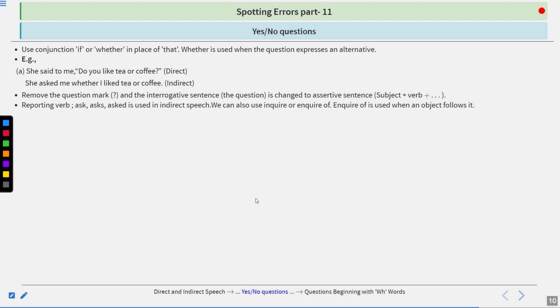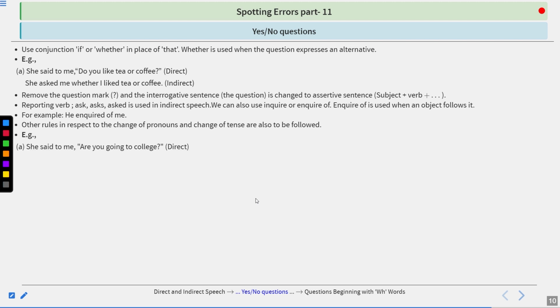Reporting verb ask or asked is used in indirect speech. We can also use inquire or inquire of. Inquire of is used when an object follows it. For example, he inquired of me. Other rules in respect to the change of pronouns and change of tense are also to be followed.